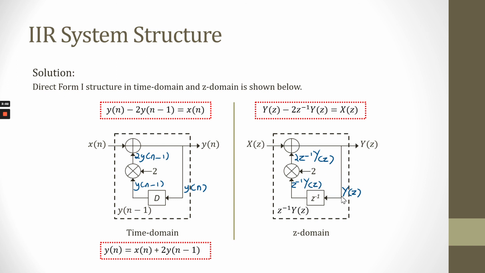Okay, please remember for direct form 1 structure, we need to produce Yz, so we have to rearrange this equation into this one. So Yz is equal to Xz plus 2Z minus 1 Yz that produces Yz, and therefore you can rearrange back this equation, which is similar to this one.